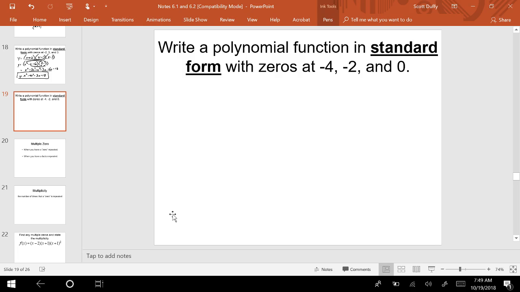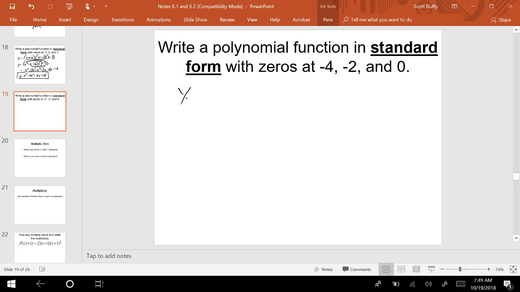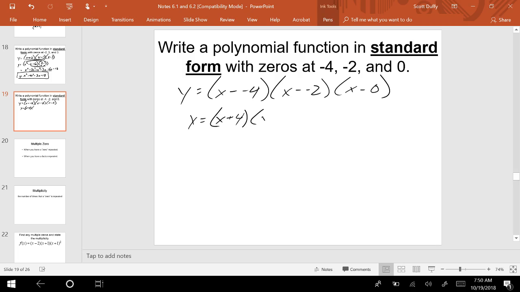Write a polynomial function in standard form with zeros at these. Okay, so these are factors. Y equals x minus -4. Y equals x minus -2. X minus 0. Simplify those. Y equals x plus 4, x plus 2, x.